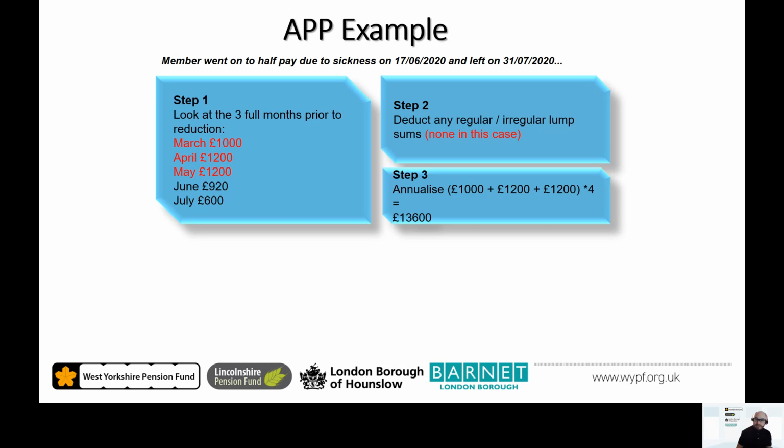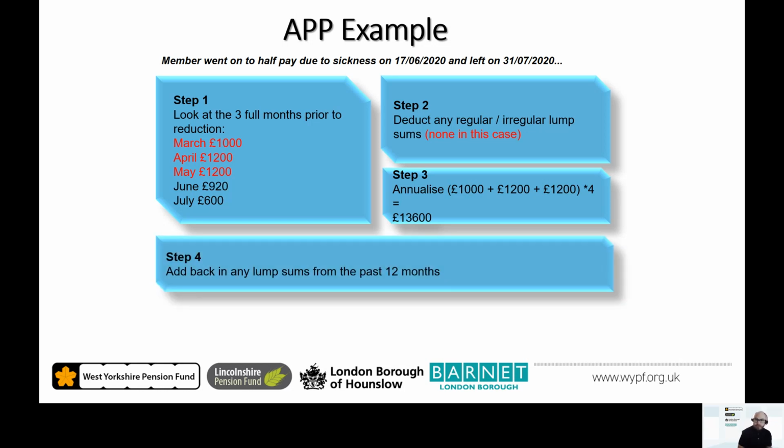Step 4, we would add back any lump sums from the last 12 months. The reason we would do this is to fairly base the APP on what the member would normally receive, but as I've said, in this particular example, there aren't any lump sums to add back in. This would then give us the annual APP amount of £13,600 and a monthly APP value of £1,133.33. You would then apply the APP amount to any periods where the member has had a reduction in pay.